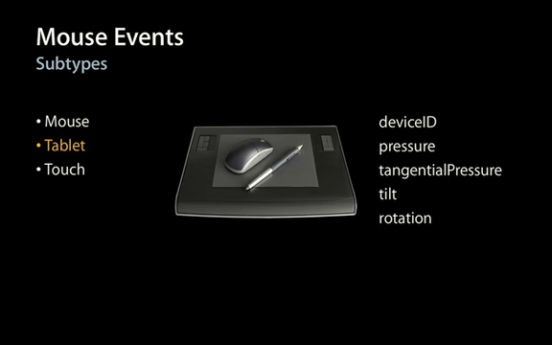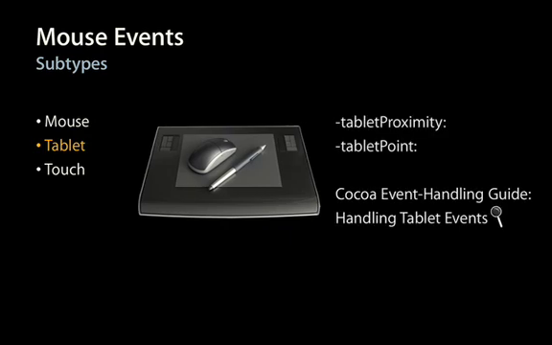And if your application can take advantage of this extra information, you can find out if it's there by looking at the subtype. I also suggest, if you can take advantage of this information, that you look at tablet proximity and tablet point. And tablet proximity is an event that will tell you more information about exactly what that device supports. Some devices support tilt, some don't. So you can get more information on what type of device is being used and what it supports. I'm not going to go into everything about tablets, but you can do a search for Cocoa Event Handling Guide handling tablet events, and you can get more information there.